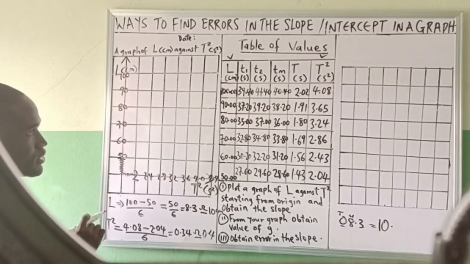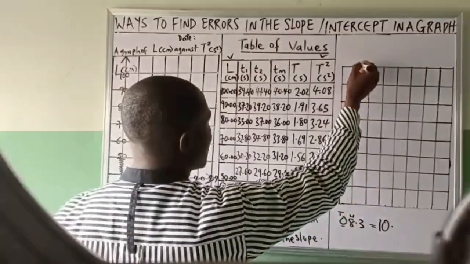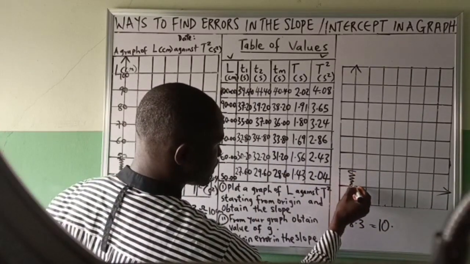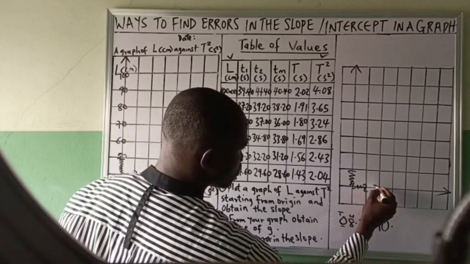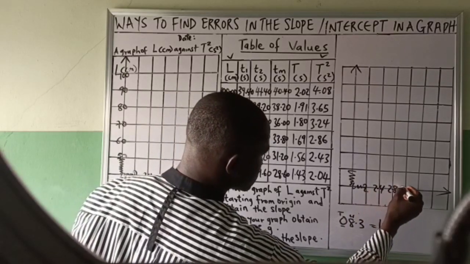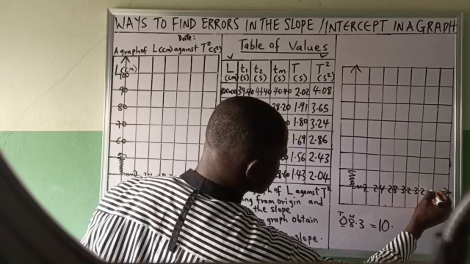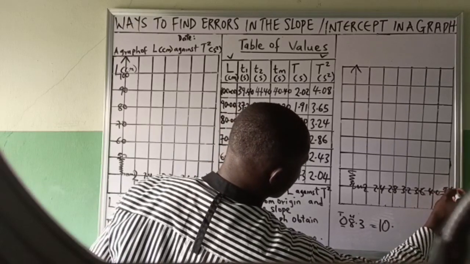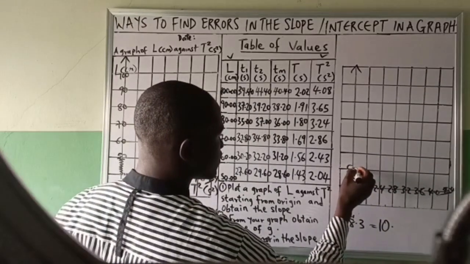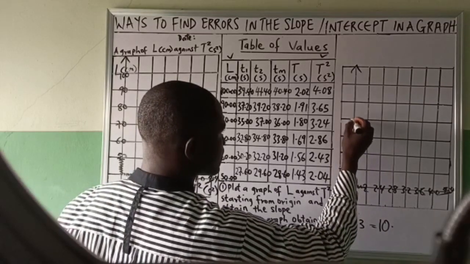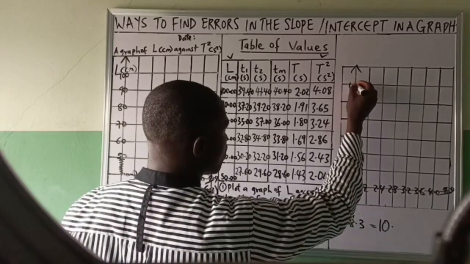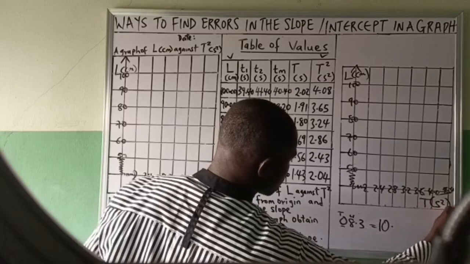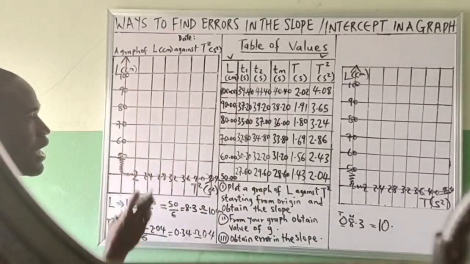So we have taken our scale. We also do it here, likewise, because we want to duplicate it. So we put this, then this is 2, 2.4, 2.8, 3.2, 3.6, 4.0, and 4.4. And this is 50, 60, 70, 80, 90, 100. This is L in cm, and this is T in second square. Now, let's locate their points.